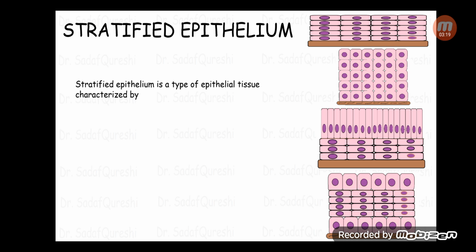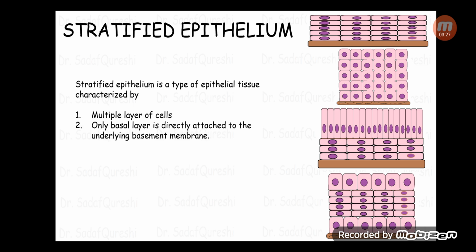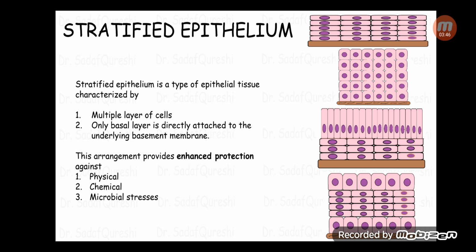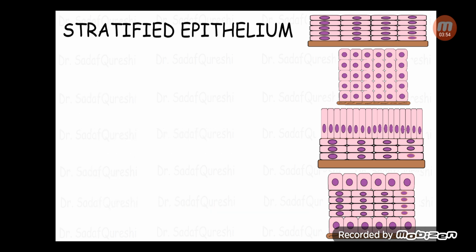Starting with the introduction a little bit, stratified epithelium is a type of epithelial tissue that is characterized by multiple layers of cells, and only the basal layer is directly attached to the underlying basement membrane. So this is the characteristic feature of stratified epithelium, and this is how we classify epithelium as stratified epithelium. This arrangement provides enhanced protection against physical, chemical, and microbial stresses, and thus makes it suitable for areas subjected to frequent wear and tear.